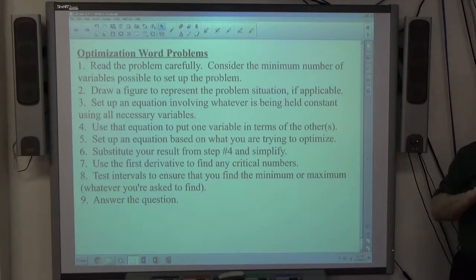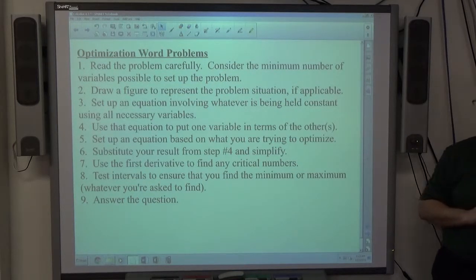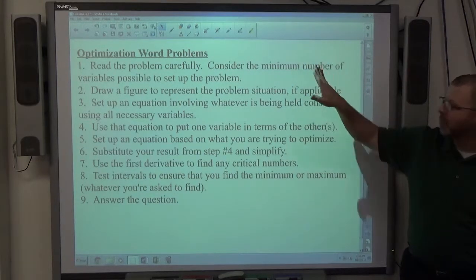Those aren't exact facts there. 17% of statistics are made up on the spot. That was one of them. The 17% was another. But anyway, minimum number of variables possible.